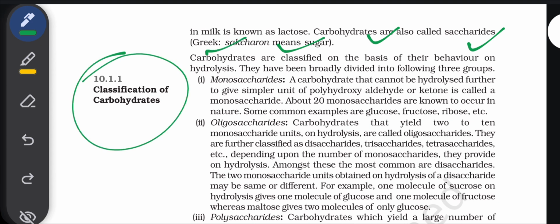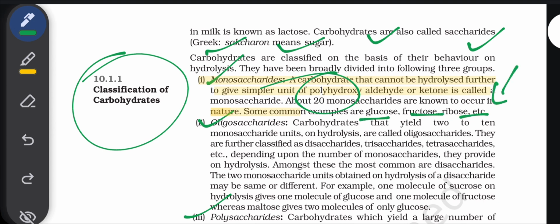Now topic 10.1.1, carbohydrates are classified on the basis of their behavior on hydrolysis. They have been broadly divided into the following three groups, that is monosaccharide, oligosaccharide, and polysaccharide. A monosaccharide is a carbohydrate that cannot be hydrolyzed further to give a simpler unit of polyhydroxy aldehyde or ketone. About 20 of them are known to occur in nature. Very important number. Some common examples are glucose, fructose, ribose.